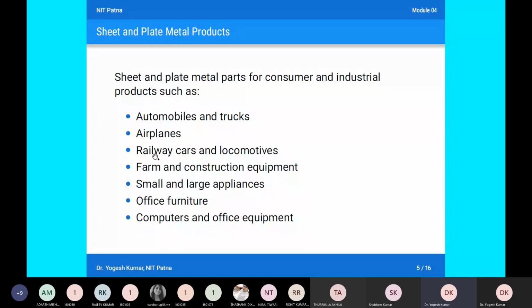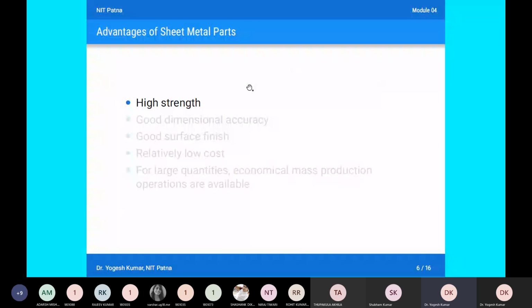Okay, so as far as the scope is concerned, your module 4 is very important, and it has a very large scope in the industry. Okay, so what are the advantages? We will come to the advantages. What are the different advantages of forming sheet metal parts?